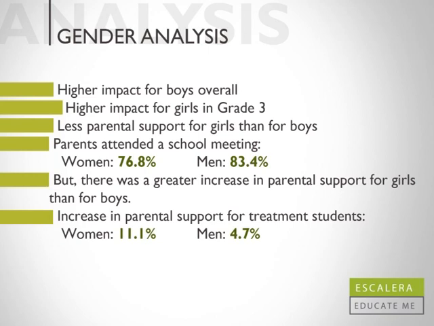compared to girls. But interestingly, what we saw is that as a result of the program, there was a higher increase in parental support for girls than for boys. So when we look at the scores for the treatment group, we see that there was an 11% increase in parental support reported by female students compared to just about a 5% increase for boys. And we believe that this higher increase for female students might partially explain why girls in grade 3 see higher improvement compared to boys.